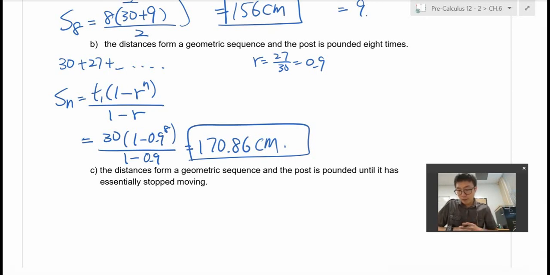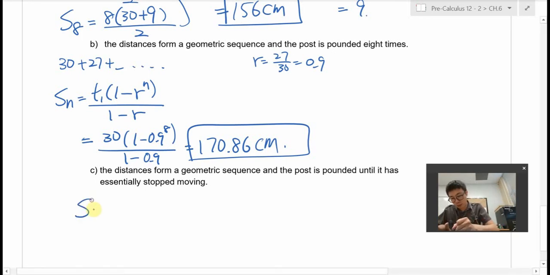Anyways, the last example says the distance is a geometric sequence and the post is pounded until it has essentially stopped moving. So we keep hitting it until it doesn't move anymore. What's the distance of that? In that case, we're really looking for the sum to infinity, because it stopped moving, so the last term is almost 0.